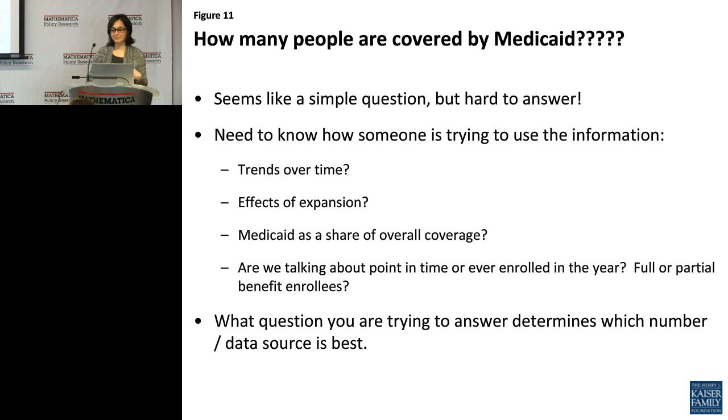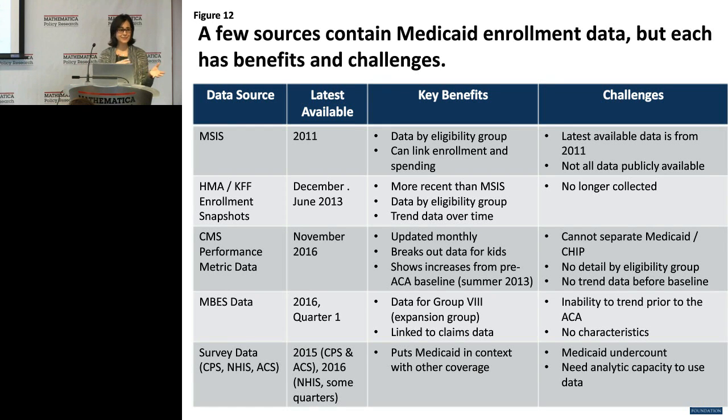We do have a few different sources of Medicaid enrollment data, and I think each have some benefits and some challenges. What we usually turn to is the MSIS data. That is the most detailed data that we currently have available. So it has Medicaid eligibility by eligibility group, and we have a lot more information. It's also linked to spending data. Of course, the latest available data is from 2011, and not all of it is publicly available.